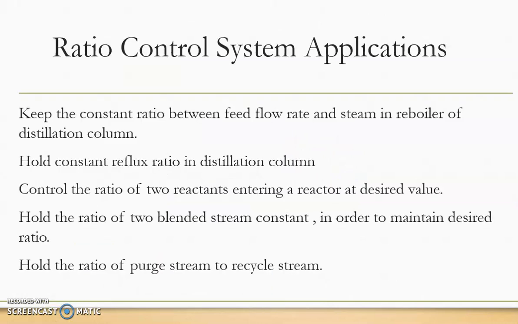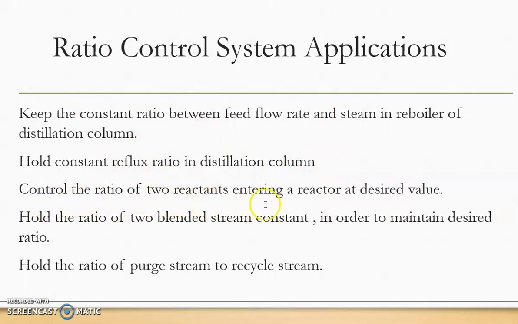Ratio control system has wide applications. In many unit operations, when two streams are coming, it normally plays a very important role. In distillation operation it plays a very vital role in keeping the ratio constant between feed flow rate and the steam in the reboiler in a distillation column. Also in a distillation column it holds a constant reflux ratio. So in a distillation column, in the reboiler as well as in reflux, it plays a very vital part.